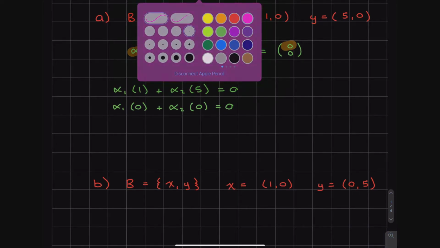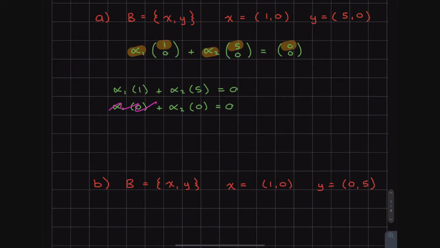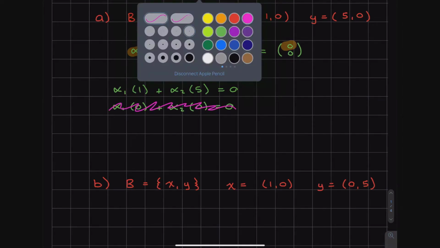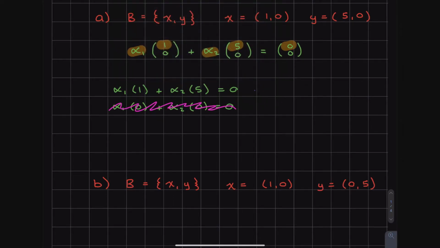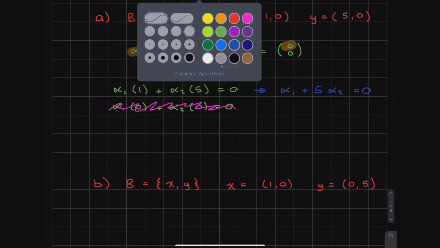This doesn't tell us anything because we're just multiplying a bunch of things by 0. The first one simplifies, and I guess we'll do the simplification in blue. If I simplify this, we get alpha 1 plus 5 alpha 2 is equal to 0. And this is all we have. If we look at this equation, and that's the only equation we have, there's going to be an infinite number of solutions. So alpha 1 and alpha 2 do not have to equal 0. They can be an infinite amount of solutions. Since there's an infinite amount of solutions, this is linearly dependent.